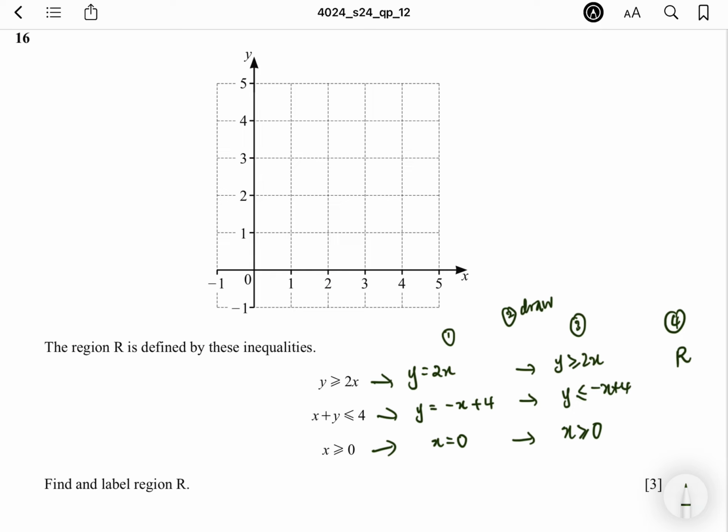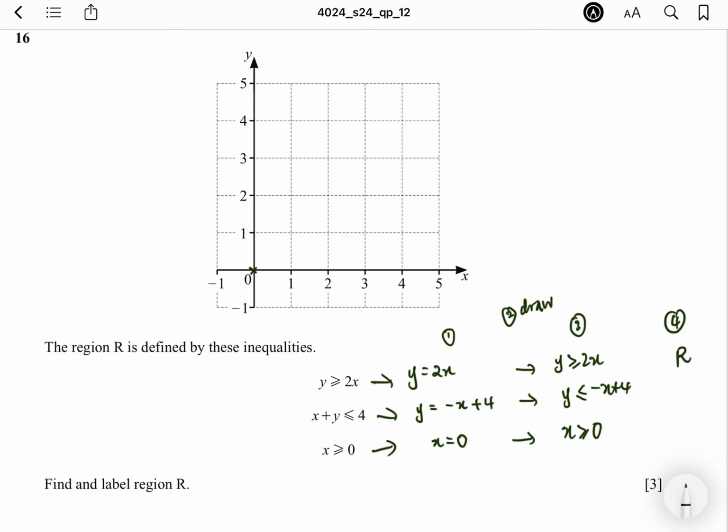So, y equals 2x. Where is y equals 2x? What is the y-intercept for y equals 2x? 0. There is none, right? So that means you start at 0. What is the gradient? 2. The coefficient of x is the gradient.